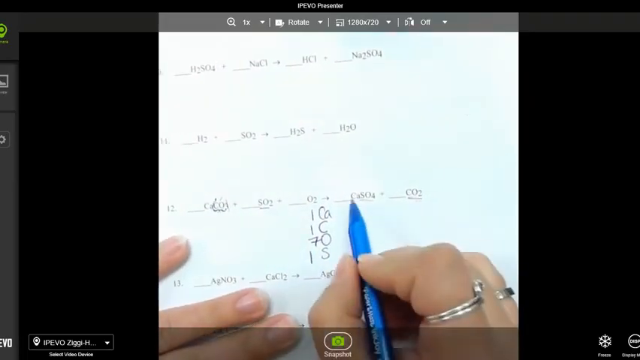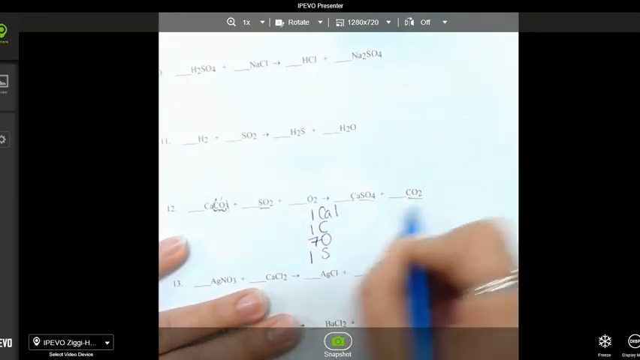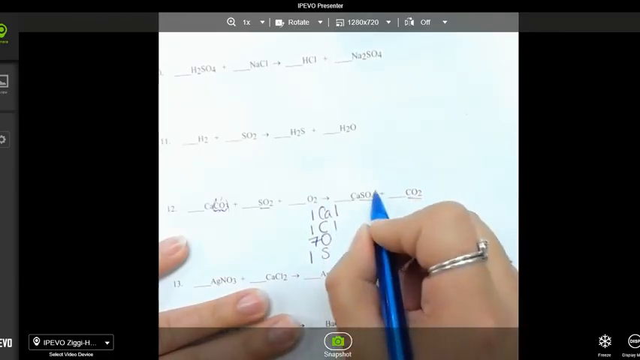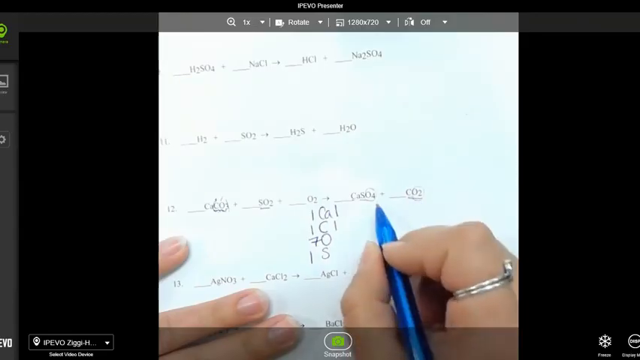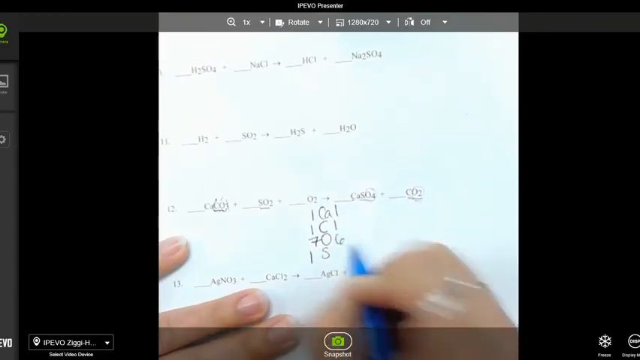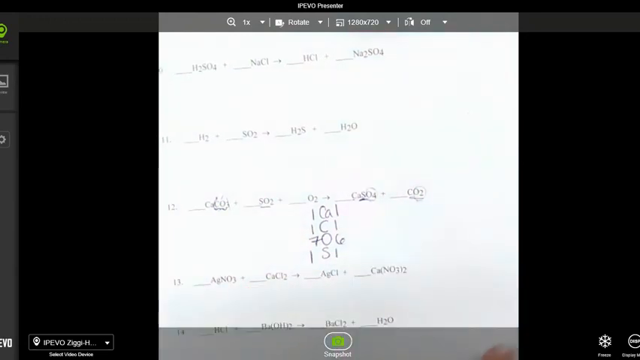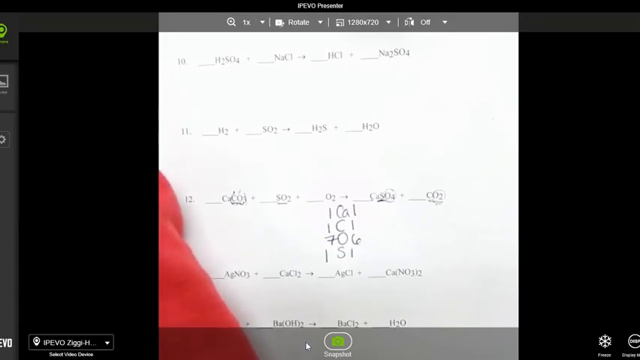On my product side, I have 1 calcium. Carbon, there's 1. There's no subscript with carbon, so there's 1. Oxygen, I have 4 right here and 2 right here. 4 plus 2 is 6. And sulfur, there's 1 sulfur. So that's my atom inventory for this reaction. All right, so start on your atom inventories for worksheets number 1 and 2, and then you can move on.